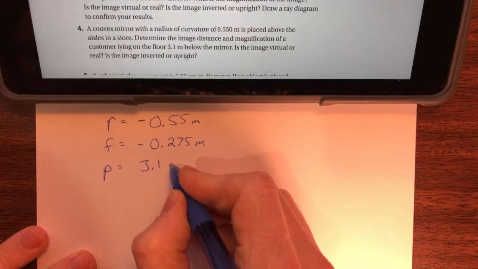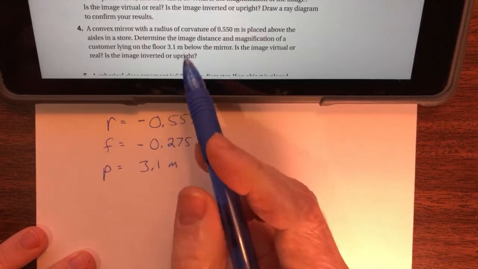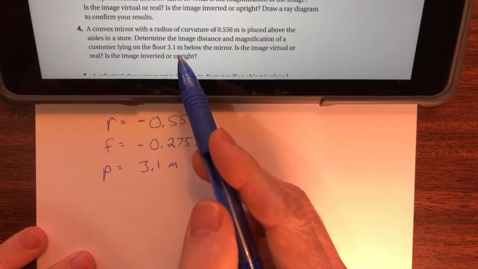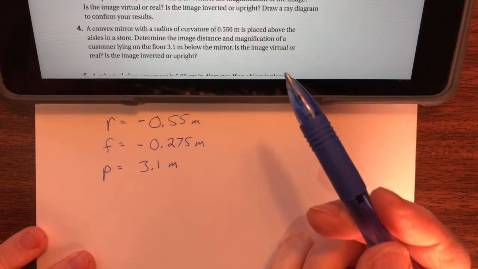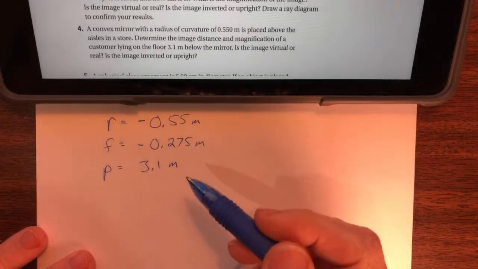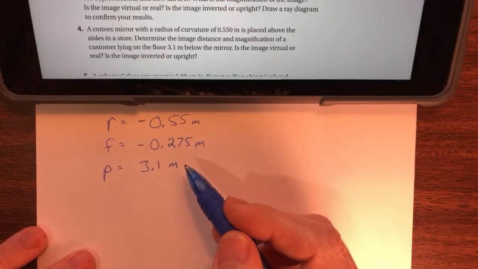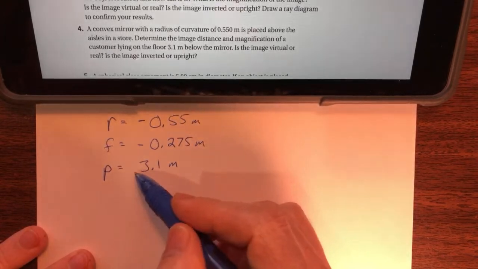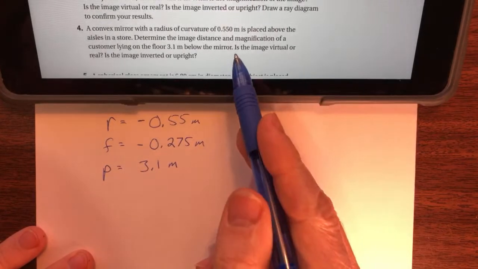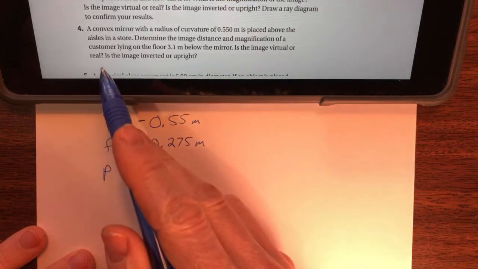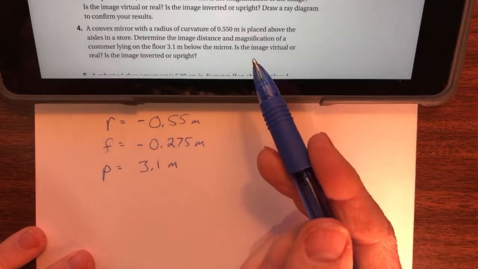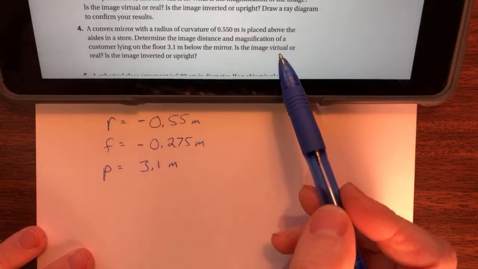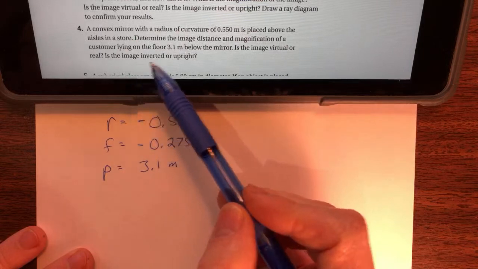It can't be 3.1 meters unless this is a really, really tall building, right? 3.1 meters, we're talking 10 feet above a person, and a person already is a meter tall, or a couple meters tall. So that's ridiculous. So that must be your p value. Is the image virtual or real? Is the image inverted or upright? We can already say, if it's a convex mirror, the image is going to be virtual and it's going to be upright.